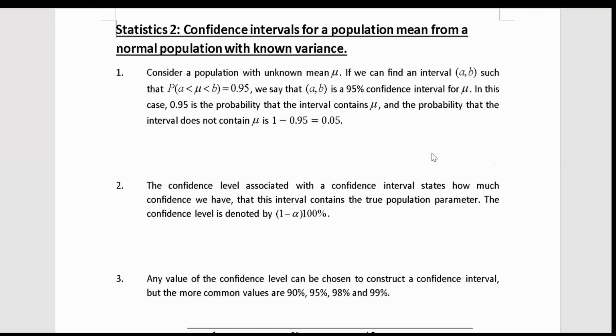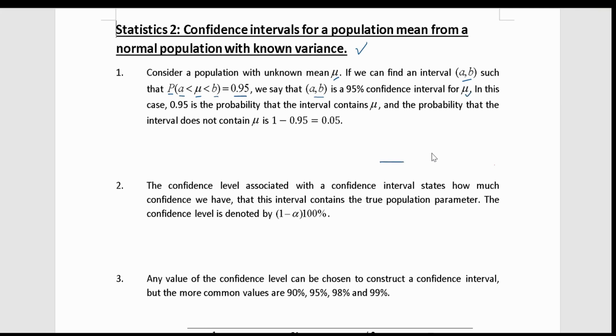Hi, in this lesson we will look at statistic 2, confidence intervals for a population mean from a normal population with known variance. First point, consider a population with unknown mean mu. So the population mean, we call it mu. If we can find an interval AB such that the probability of the population mean lying between A and B is equal to 0.95, then we say that AB is a 95% confidence interval for mu.